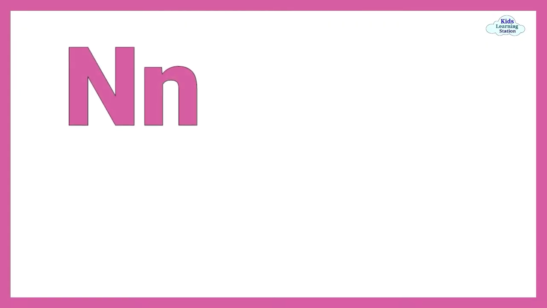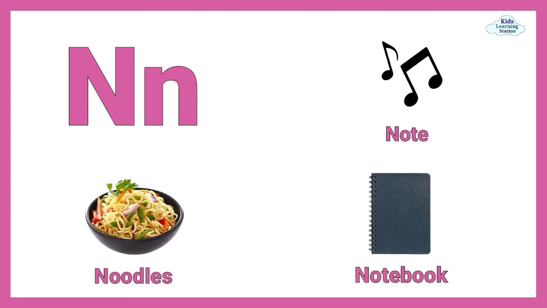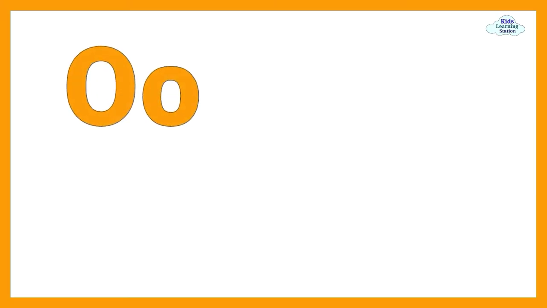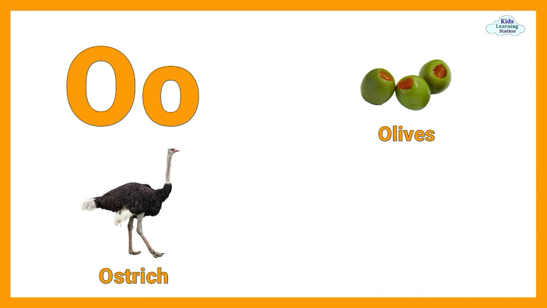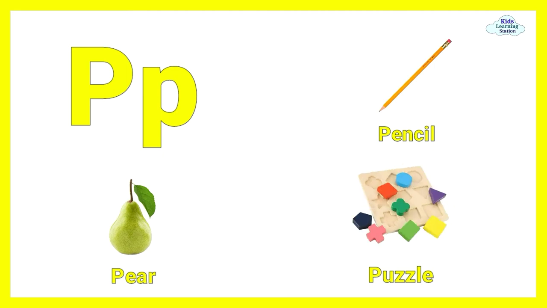N is for note. Noodles. Notebook. O is for olives. Ostrich. Octagon. P is for pencil. Pear. Puzzle.